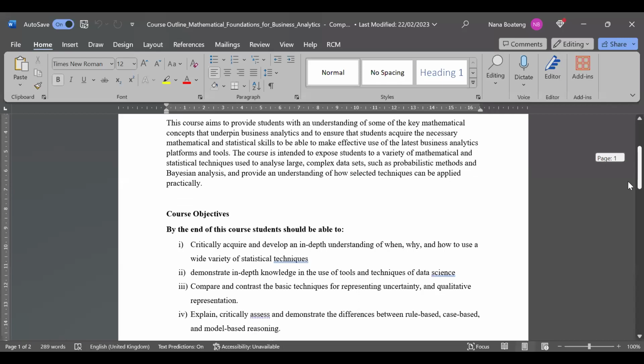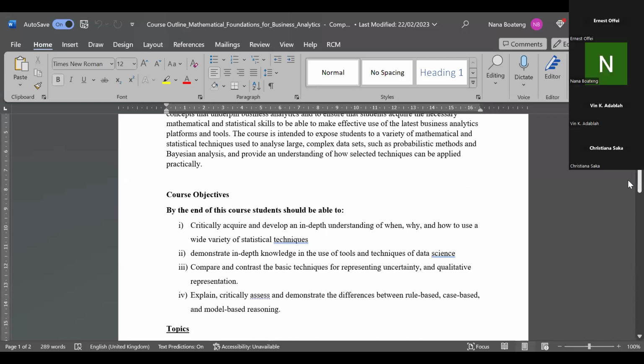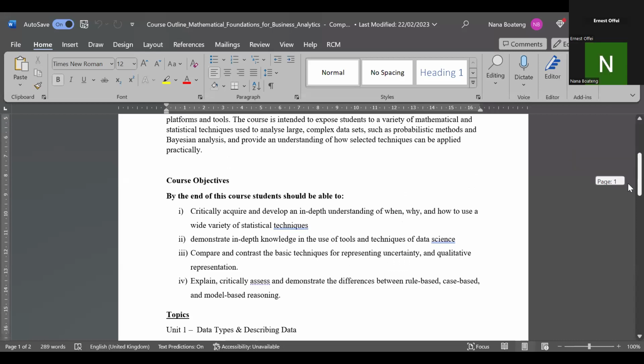Okay. So by the end of this course, you should be able to critically acquire and develop an in-depth understanding of when, why, and how to use a variety of statistical techniques and also tools and techniques of data science. All right. And also compare and contrast the basic technique for representing uncertainty, qualitative representation, and also critically assess and demonstrate rule-based, case-based, and more model-based reasoning.